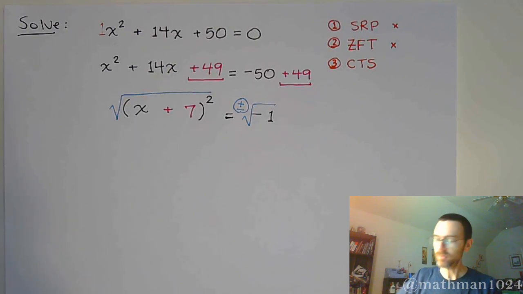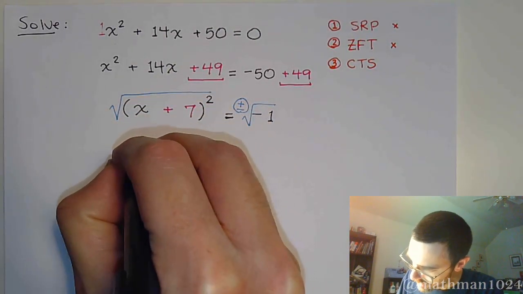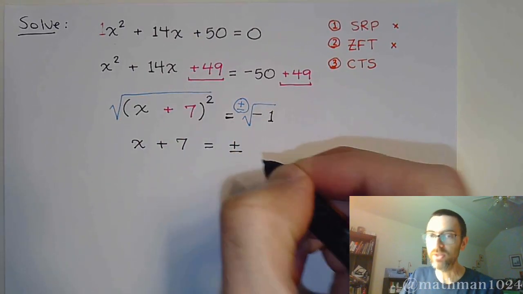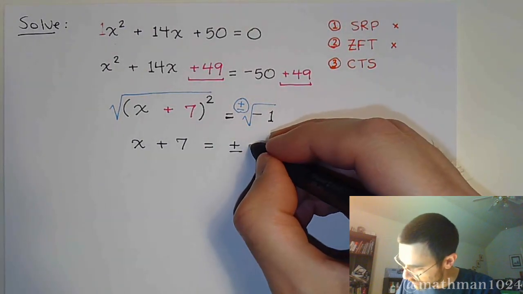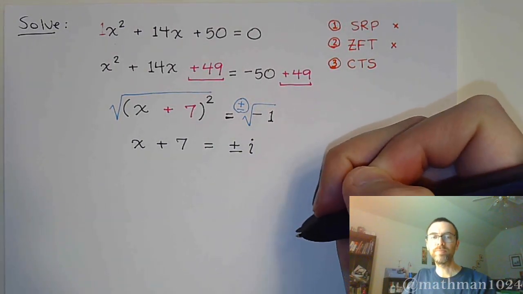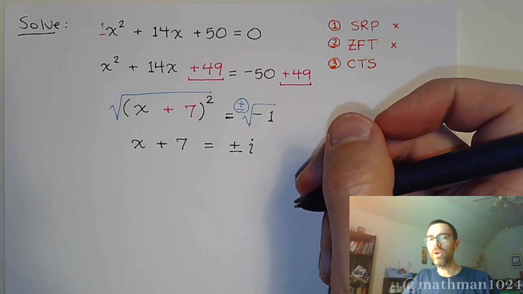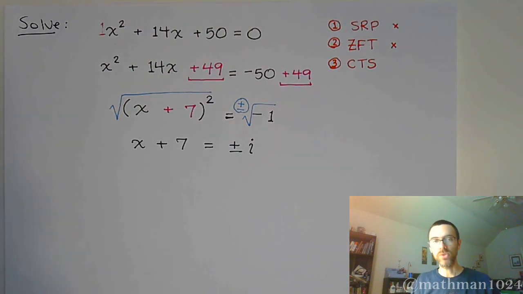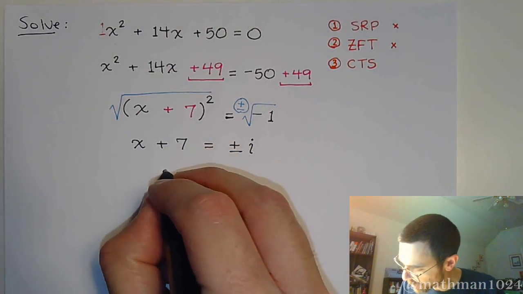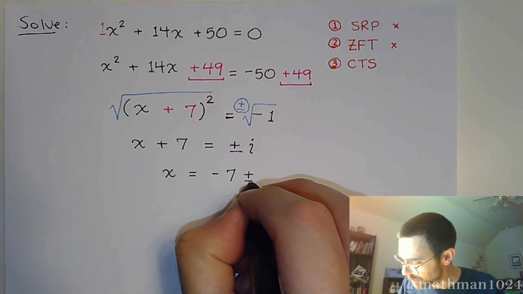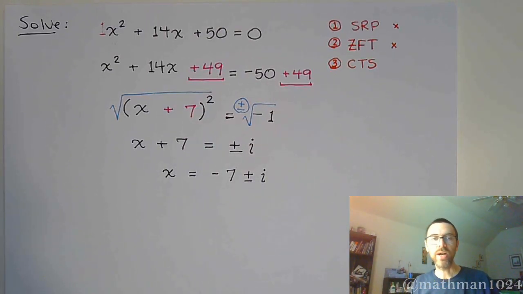Okay? So this now gives me x plus 7 is equal to plus or minus the square root of negative 1, which is i. Okay? So just like we had yesterday, we are now going to have equations where the solutions are non-real. It doesn't mean that we have no solution, it just means that they have imaginary pieces. They're not real, but they're still solutions. And we finish this by moving 7 to the other side. So x is equal to negative 7 plus or minus i.